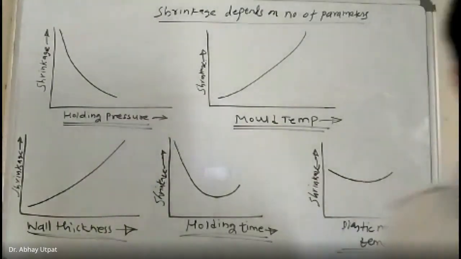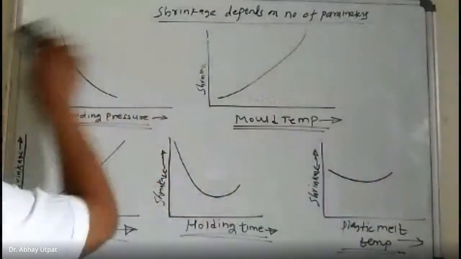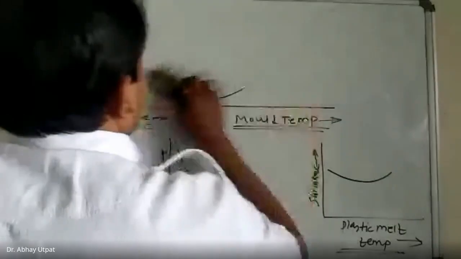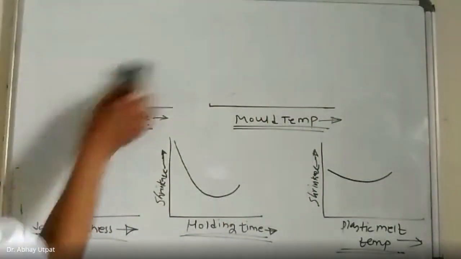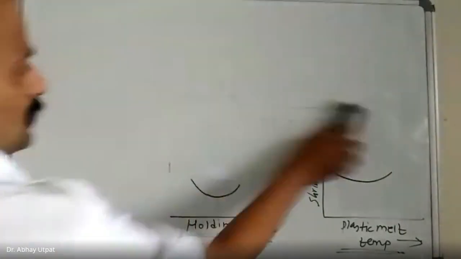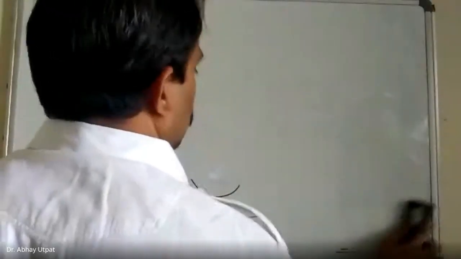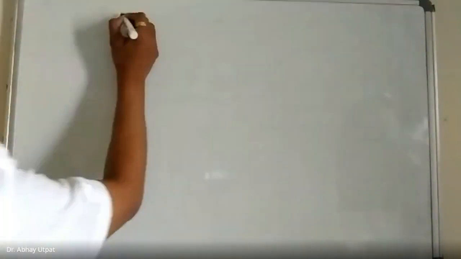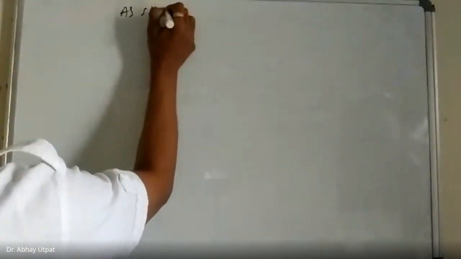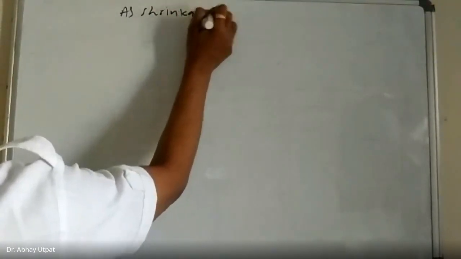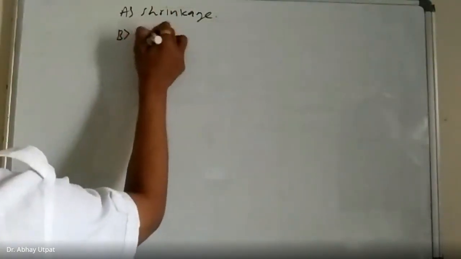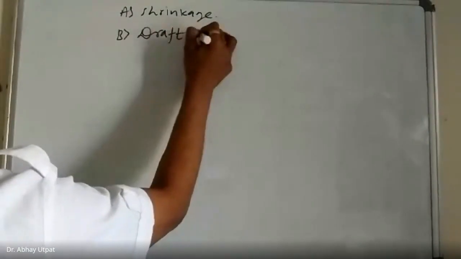Now, the second parameter of allowance, or second important allowance, is draft allowance, and you know that some degree of taper is required for easy removal of the component. It is similar to the process which you have studied in casting. So A was shrinkage and B is draft.